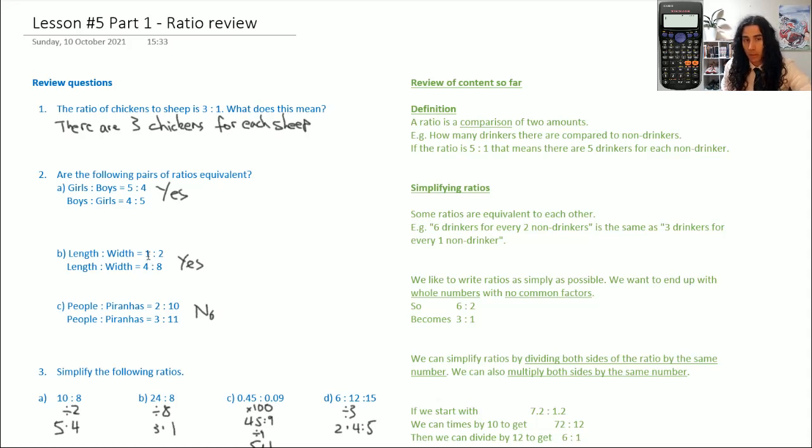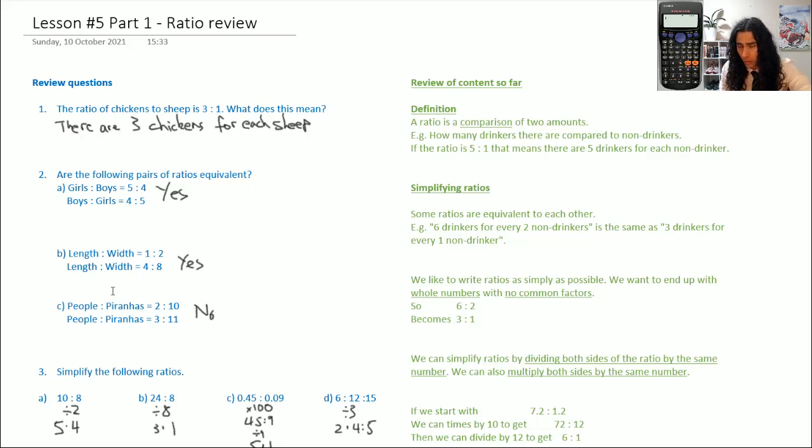Yeah. If you got 1 centimeter length and 2 centimeter width, and you got length 4, width 8, those are the same ratios because each time the width is twice as big as the length. In both cases, the width is twice as big as the length. That's what matters here. And we like to write things simply. So that's why we would prefer to simplify that 4 to 8 down to 1 to 2.